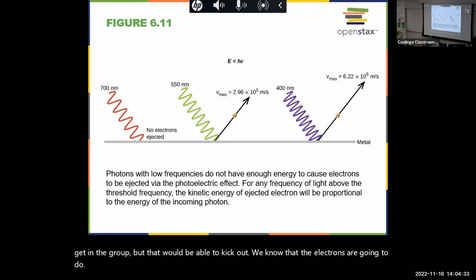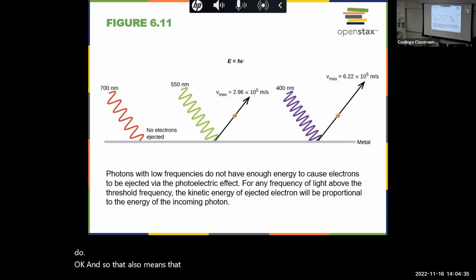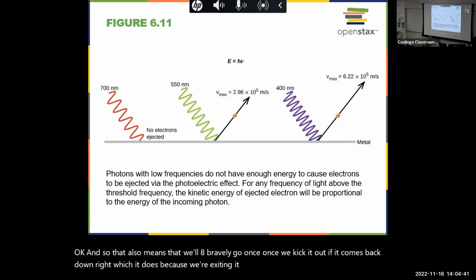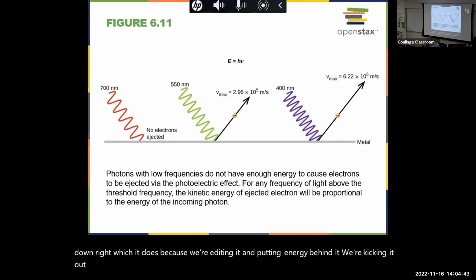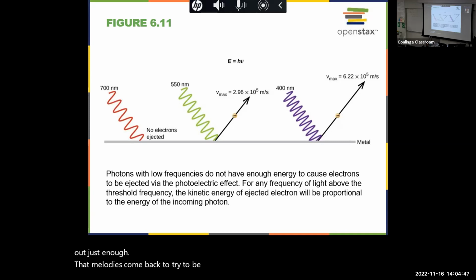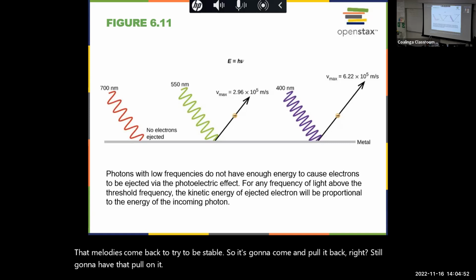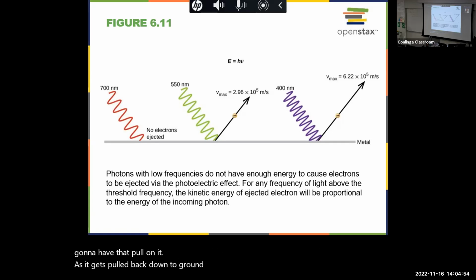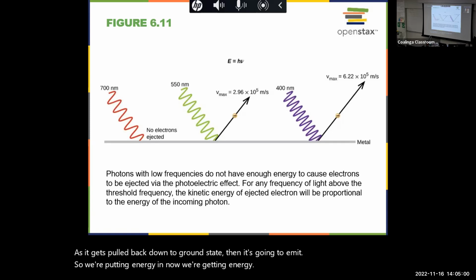And so that also means that once we kick it out, if it comes back down, which it does, well, that metal needs to come back to try to be stable, so it's going to come back here. As it gets pulled back down to ground state, then it's going to emit. So we're putting energy in, and we're getting it out. But we have to put enough energy in to allow it.